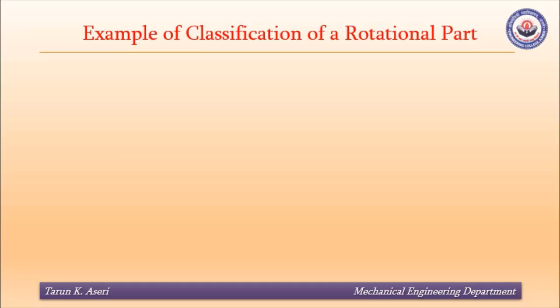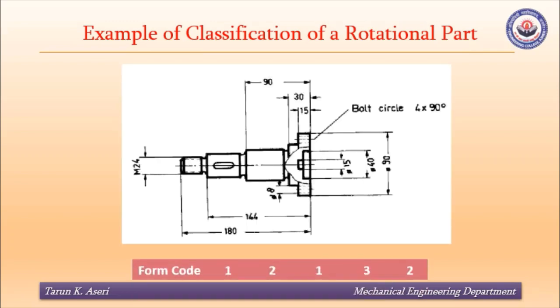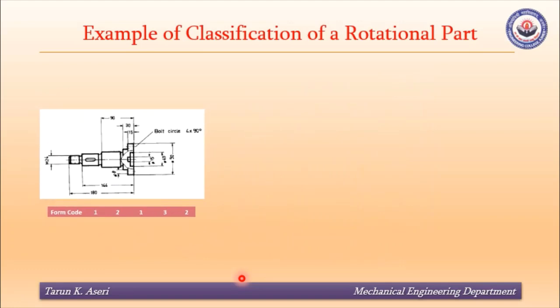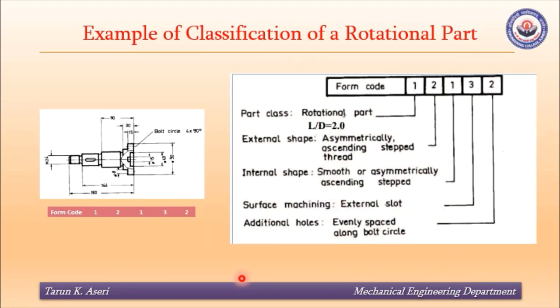Further, another example of a rotational part. This is the rotational part and the form code of this part is 12132. 180 is the length of this part and 90 is the maximum diameter of this part. So the L by D ratio is 2. Based on this, the first digit assigned is 1. We'll look into the detail further. L by D is 2, so the first digit is 1.